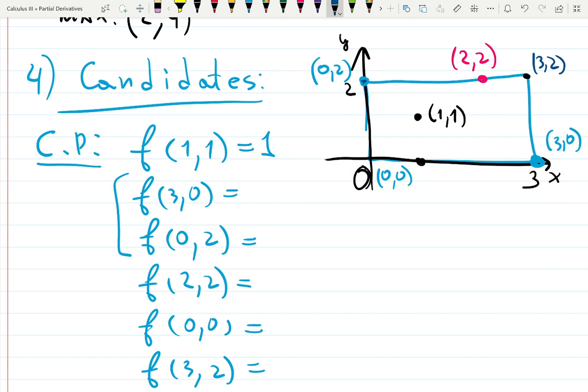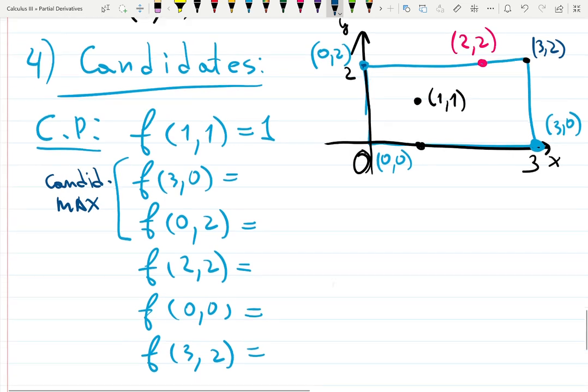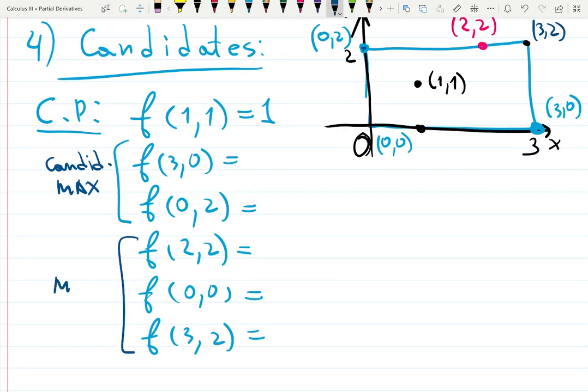And we actually described them as local minimums and maximums. So these were candidates for maximum. Again, those are candidates, so we still don't know. We have to choose the biggest one. These 3 are candidates for minimum. And now you have to find all the outputs and choose the winner. Yes?